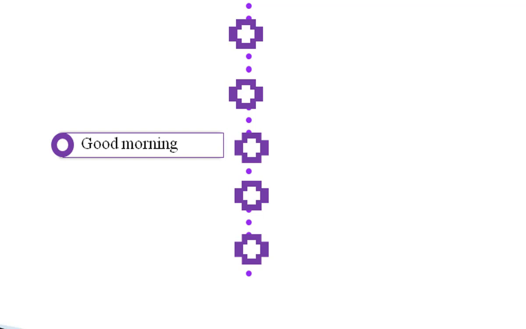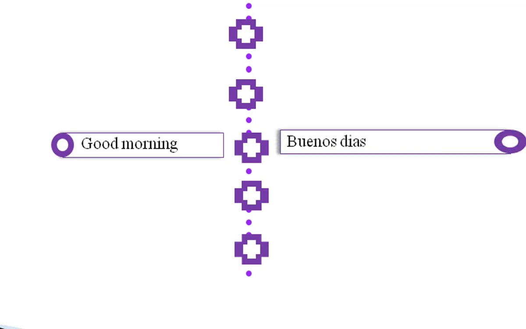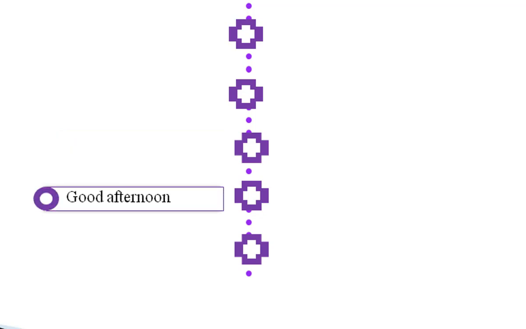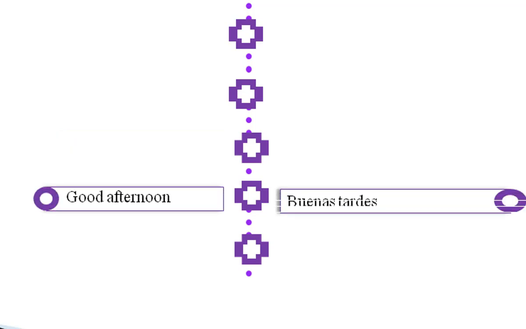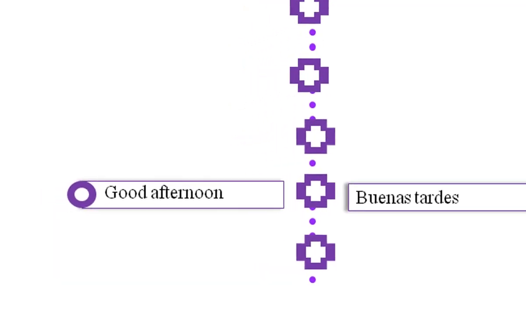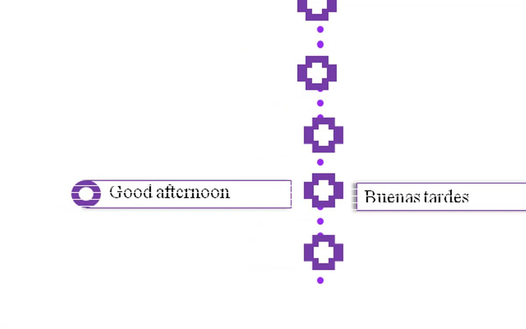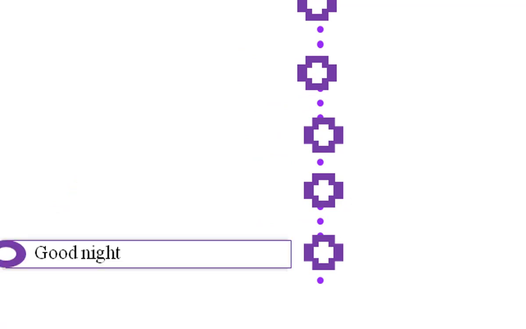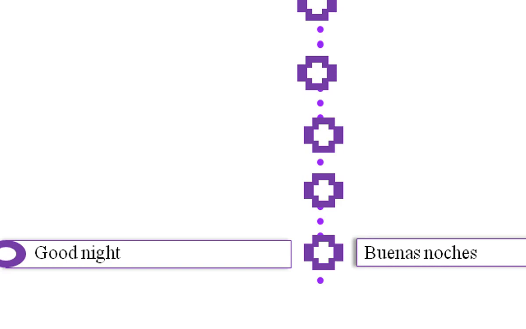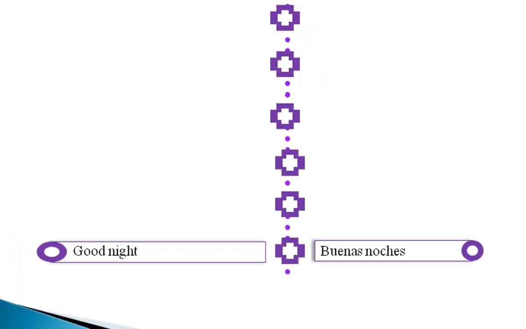Good morning. You want to greet someone. Buenos días. Día is basically day. Good afternoon. Buenas tardes. Tardes is afternoon. Good night. Buenas noches. Noche is basically night.